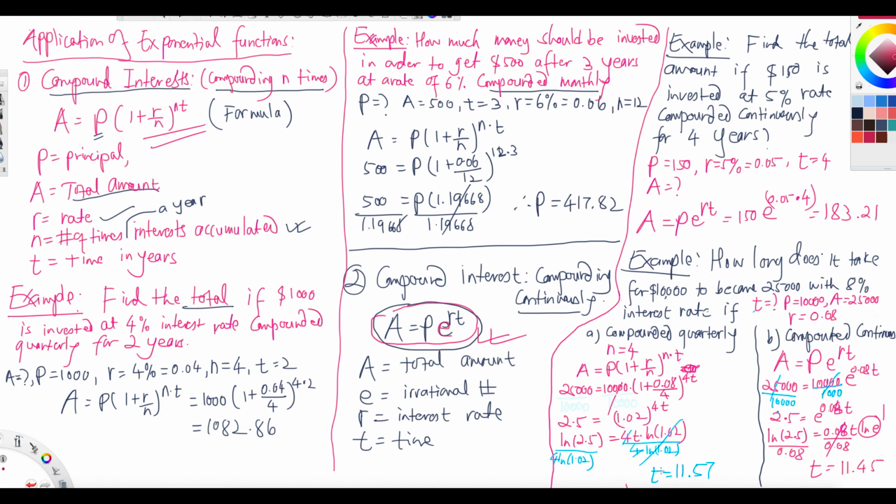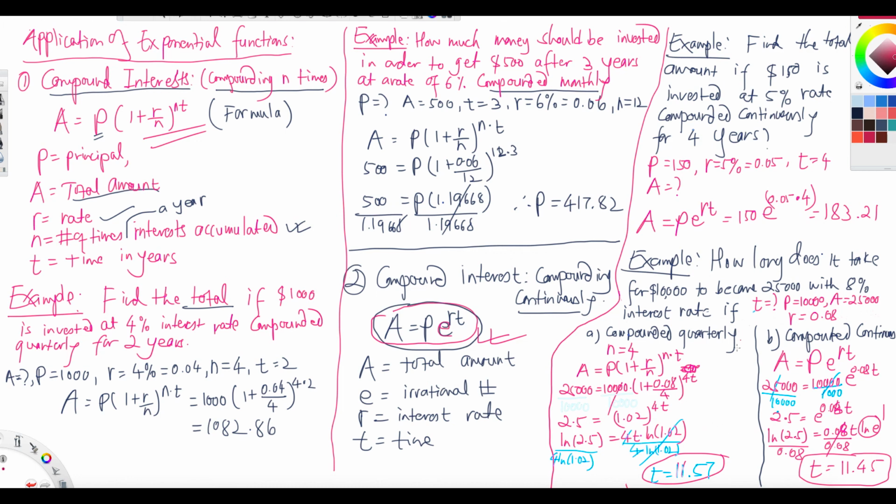See, what did you get here? You got 11.57, and here you got 11.45. So basically, in shorter time, you can make this amount. Starting from 10,000, you can make 25,000 with the interest rate of 8%. If it is compounded quarterly, it takes a little bit longer than compounded continuously. Okay, so these are the applications of the exponential function.